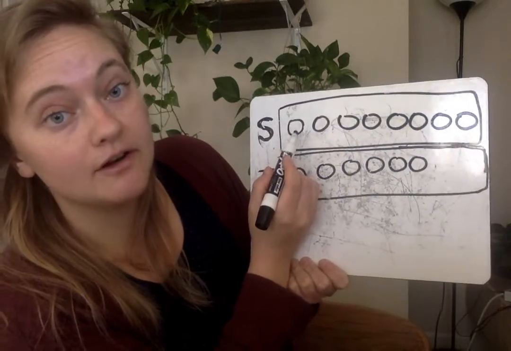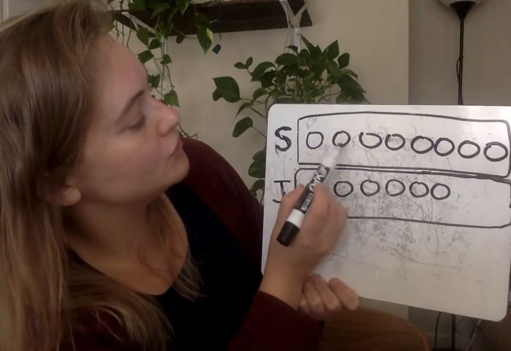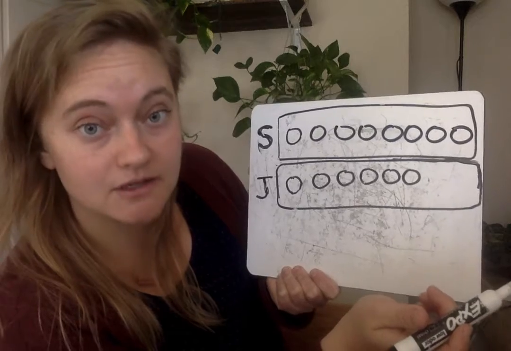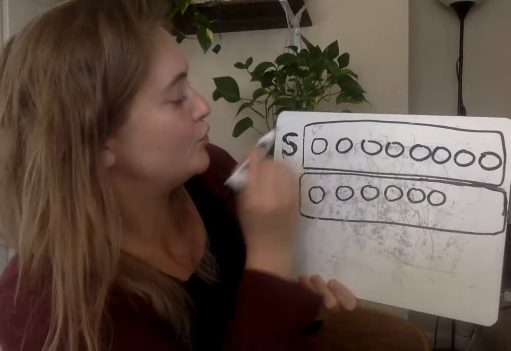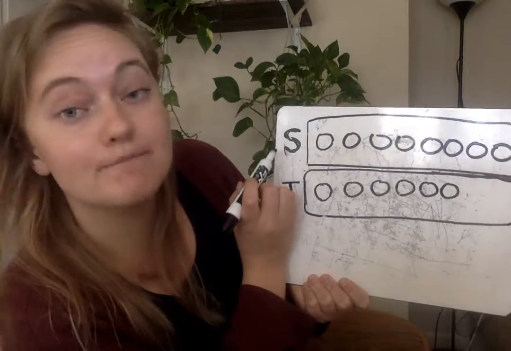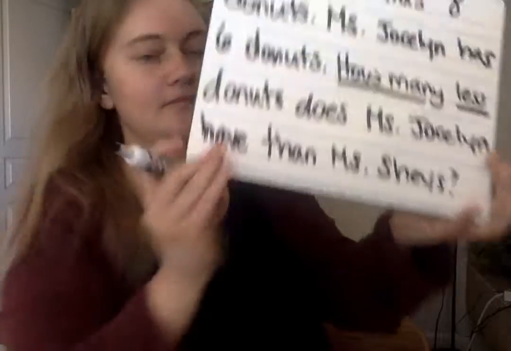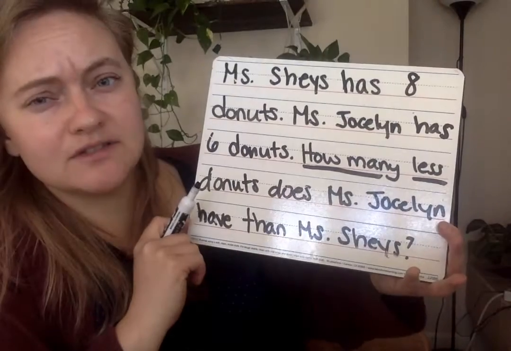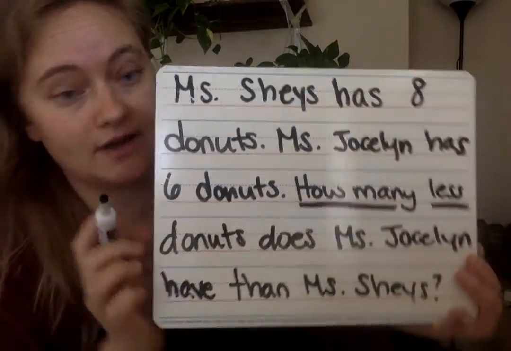We'll count them together. While I count, you can draw them on your paper. 1, 2, 3, 4, 5, 6, 7, 8. 8 donuts. And then I circle that, put an S next to it so that I know that's how many donuts Miss Shays has. Okay? And I'm going to go back to my story problem and see how many donuts Miss Jocelyn has again. Miss Jocelyn has 6 donuts.